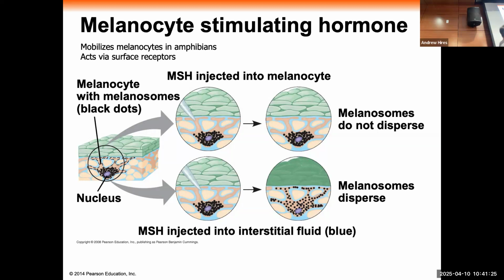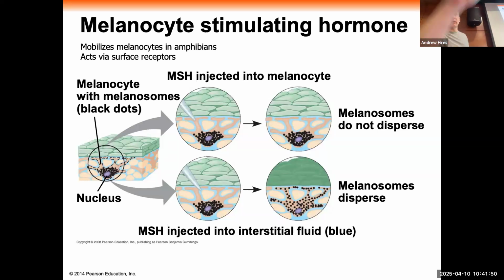We can tell that because if we inject melanocyte stimulating hormone inside a cell directly, there's no effect. If you inject it into the interstitial fluid surrounding a cell, it will bind on the receptors, cause a second messenger cascade, and then cause dispersion. That will then lead to a rapid darkening of the skin.